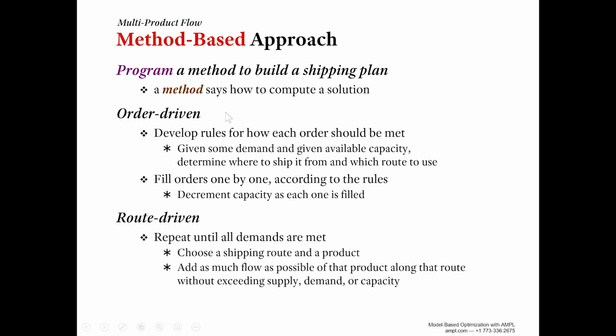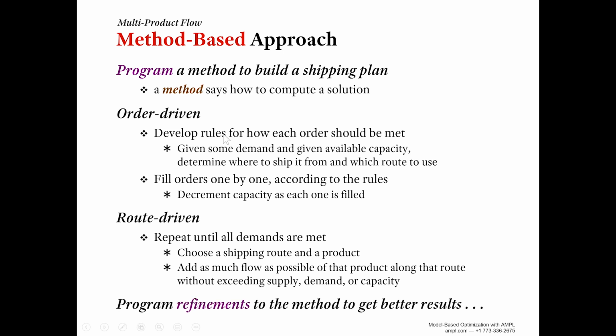Another way is to have it route driven. You could say, well, we'll choose a route and a product, and we'll ship as much as we can across there till we run into some supply or demand or capacity restriction, and then we'll ship along some other route, and we'll pick these routes one by one until we've got everything shipped. It's another possibility. And then once you've done that, you can refine it in all sorts of ways to get a better solution.